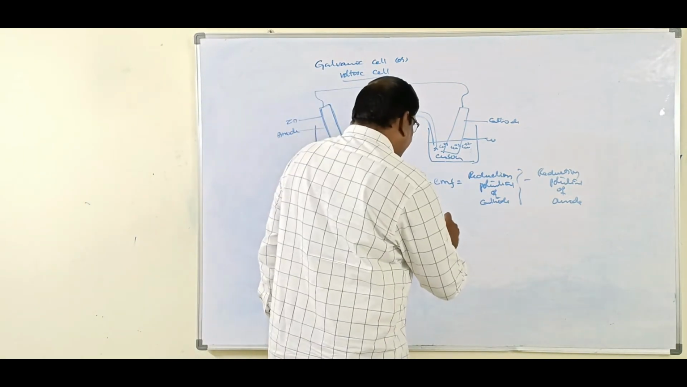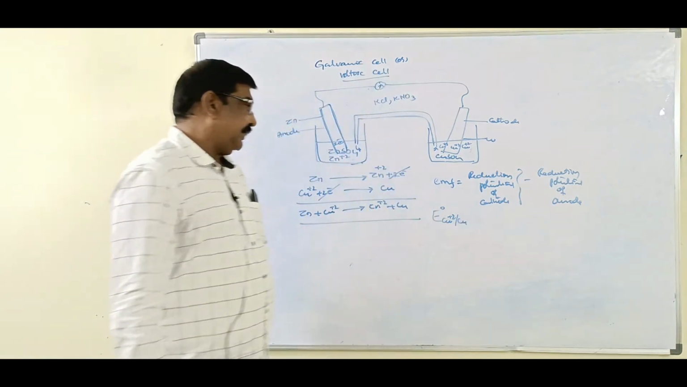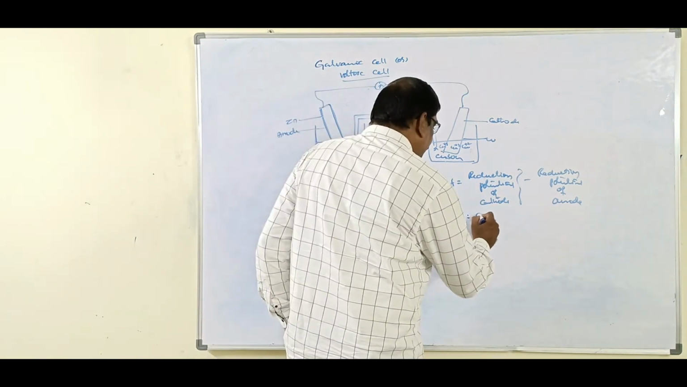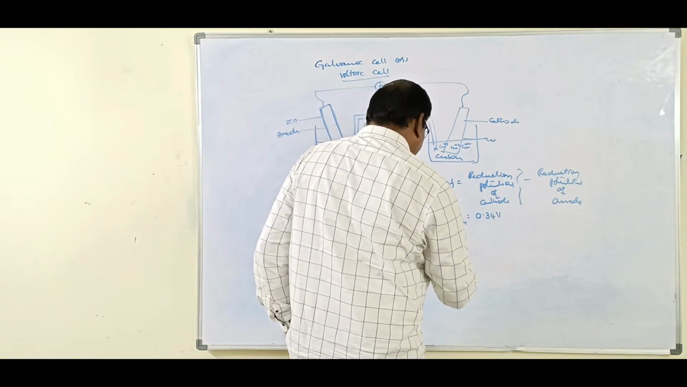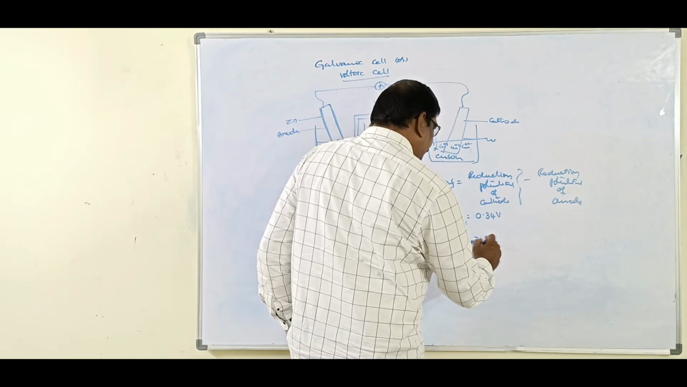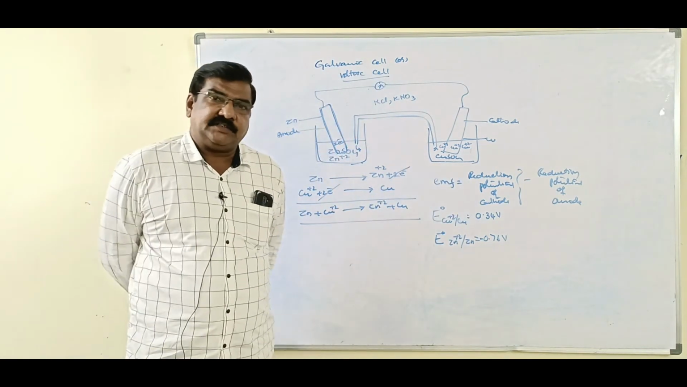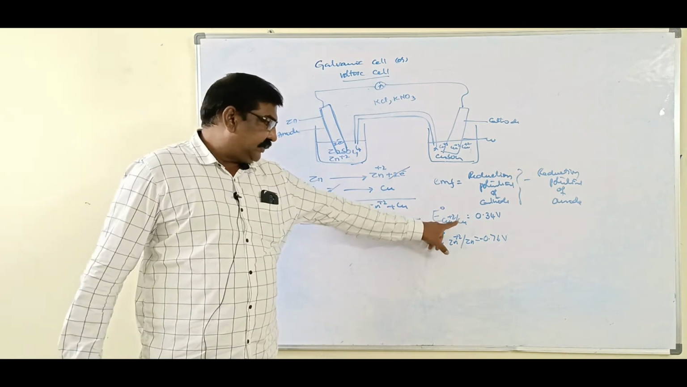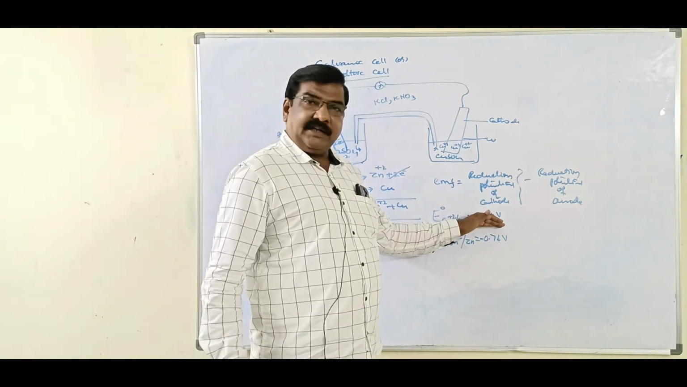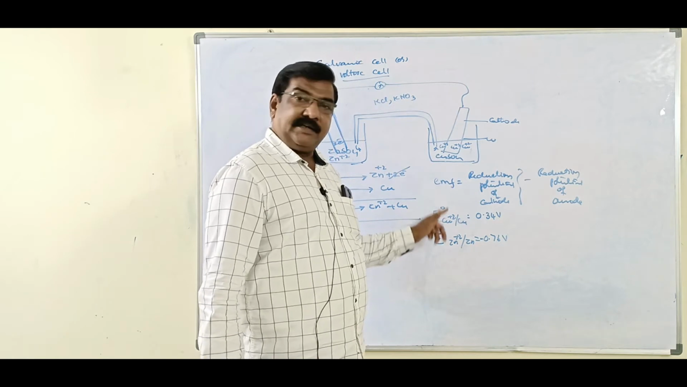The standard reduction potential of the copper electrode is represented like this: E naught Cu plus 2 Cu, and its value is 0.34 volts. E naught Zn plus 2 Zn represents the standard value of minus 0.76 volts. That is the standard reduction potential of the zinc electrode. Plus 2 to 0, a decrease in oxidation state, is reduction. The value given here is the reduction potential of that particular electrode, the standard reduction potential.